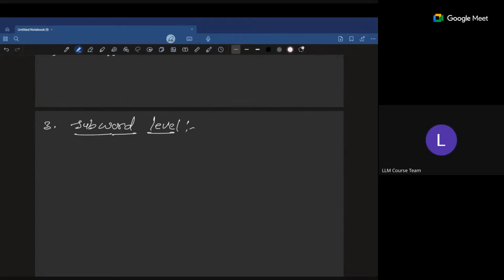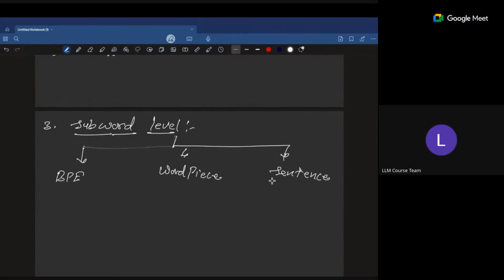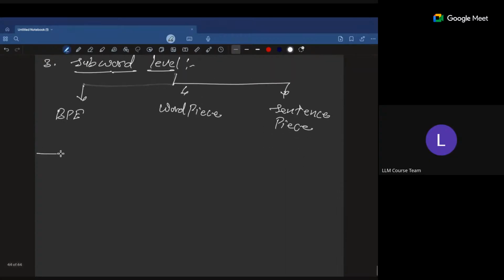We are going to learn about three different algorithms for subwords. The first one is called byte pair encoding, another is called WordPiece, and the third one is called SentencePiece. We are going to see how we use these algorithms to create the vocabulary. So we'll start with byte pair encoding.